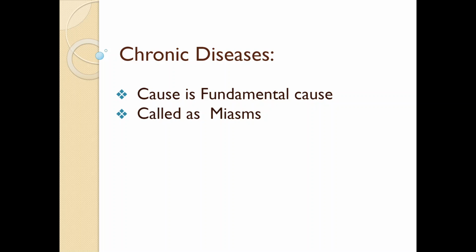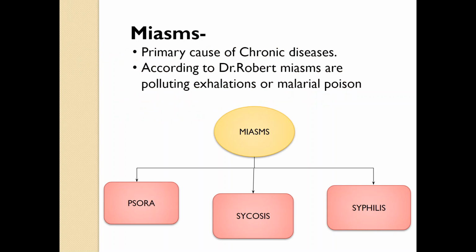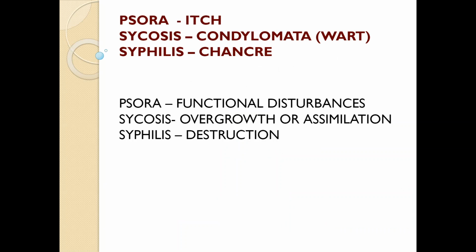So the cause of the chronic diseases is a fundamental cause called miasms. Dr. Roberts discusses further that miasms are the primary cause of chronic diseases. According to Dr. Roberts, miasms are polluting exhalations or malarial poison. Miasms are of three types: psora, psychosis and syphilis.